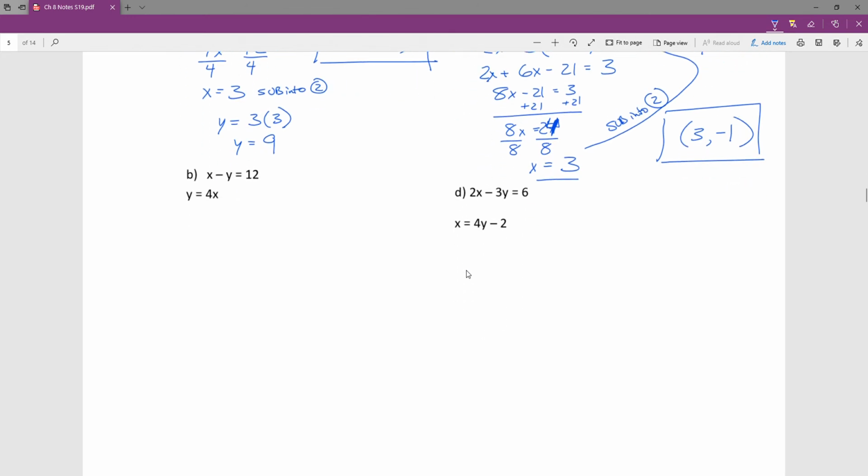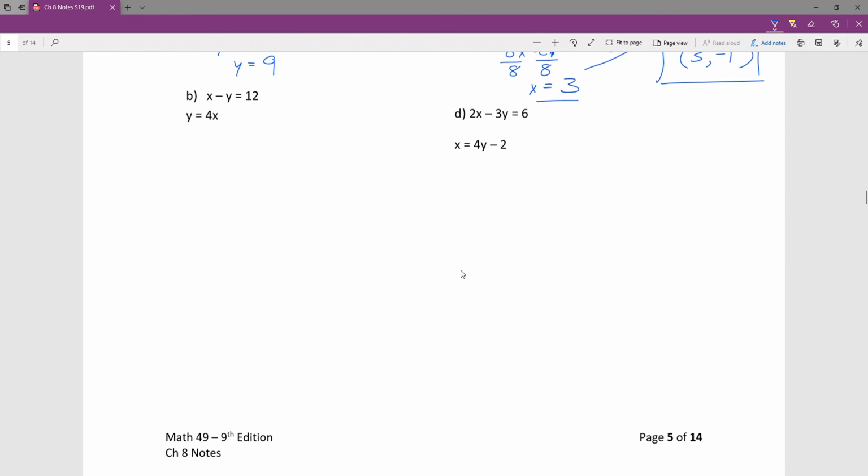If you want to go off on your own and do these ones, then that's cool. They're very similar to the ones that we did up above. But what we're going to do is start by numbering the equations. And again, because the second equation here is already solved for y, I'm going to take and sub that into my first equation. So writing out my first equation, I would write x minus 4x equaling 12.